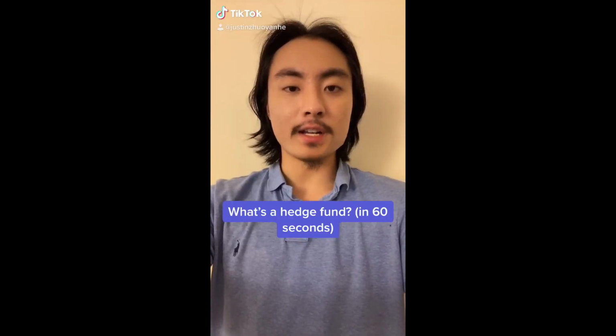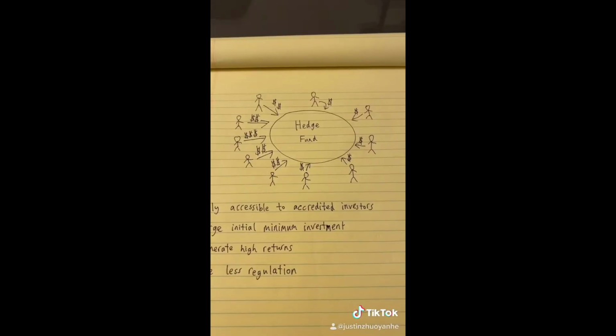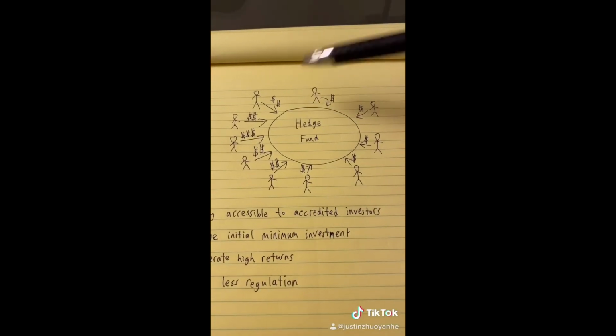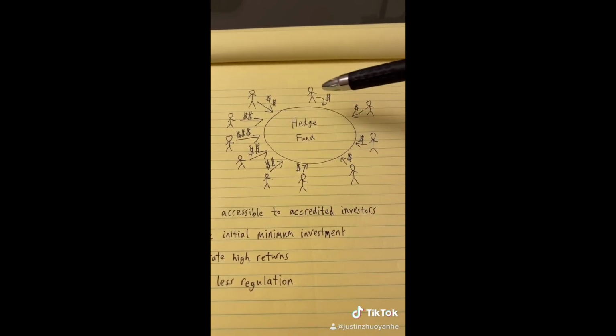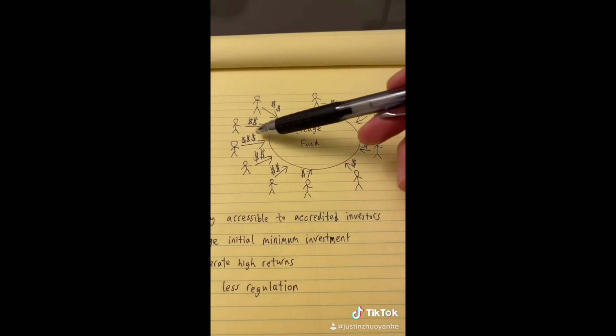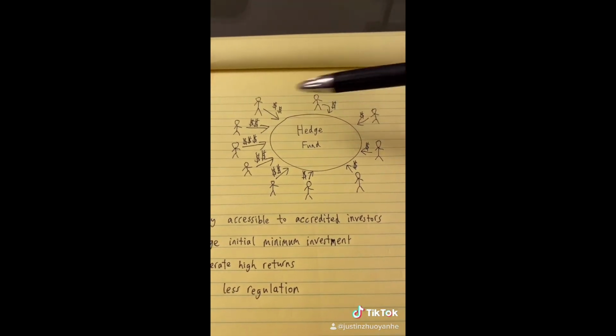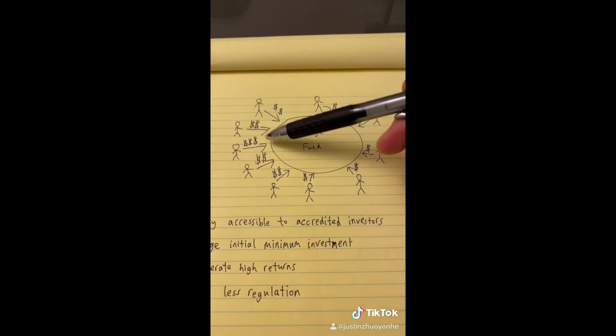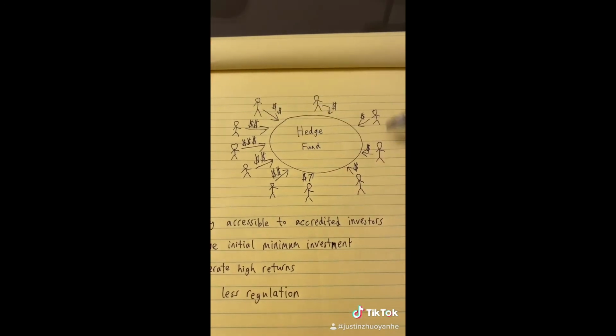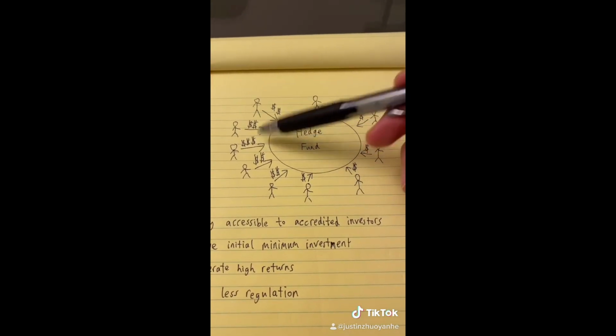What's a hedge fund in 60 seconds? A hedge fund is formed when a group of investors pool their money to form a single investment fund. The hedge fund manager is usually one of these investors, and more often than not, he usually has a big chunk of money in the hedge fund, which gives him more credibility and makes the other investors trust him more because he has a bigger stake.